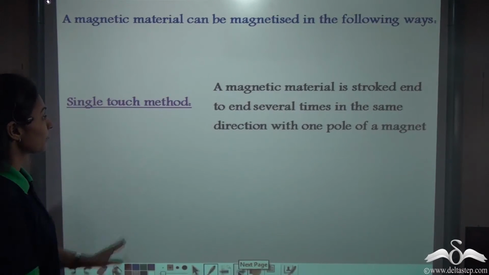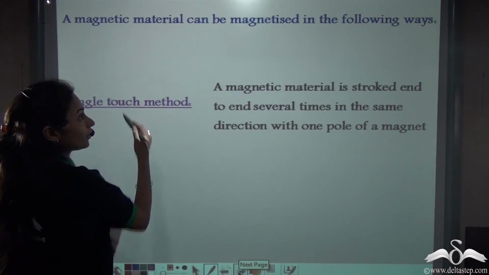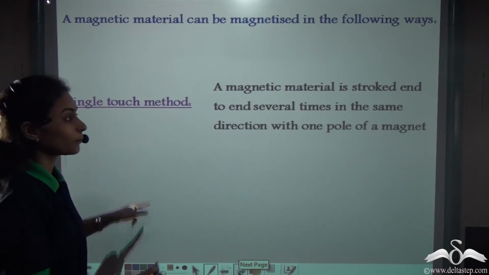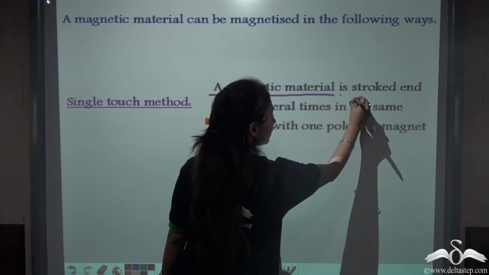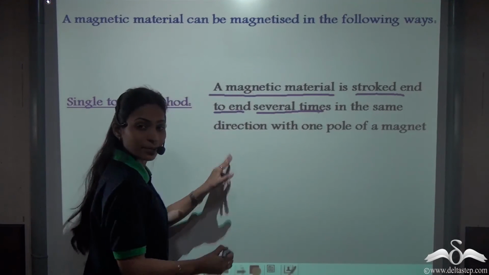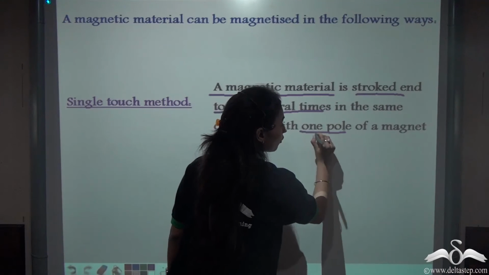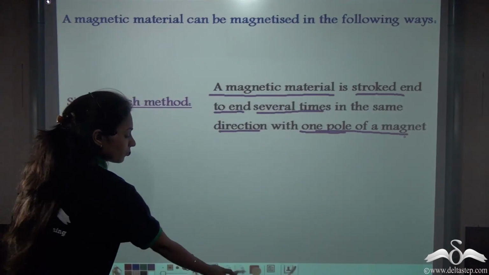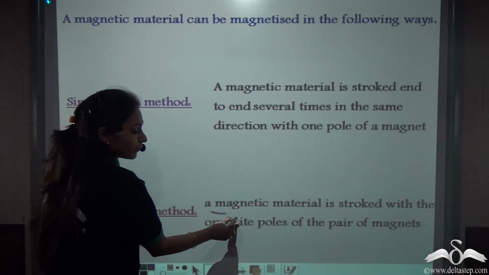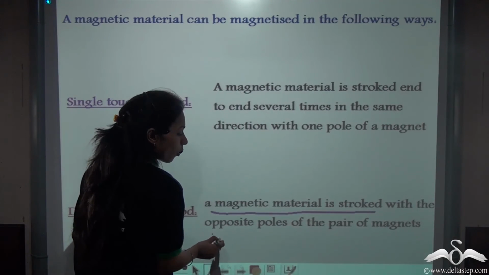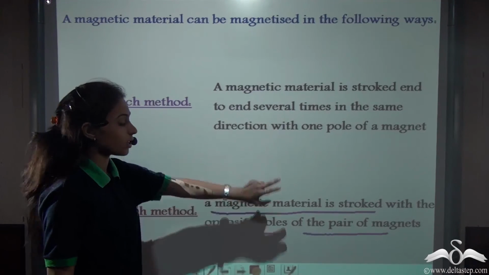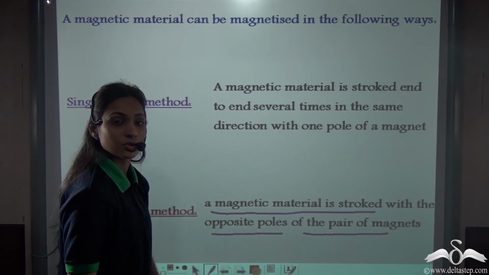So, what did we study? We studied that the magnetic material can be magnetized in two ways. One is the single touch method, where the magnetic material is stroked end to end several times in the same direction with one pole of a magnet. And the second way is what? Double touch method. The same magnetic material can be stroked with the opposite poles of the pair of magnets. Here only one pole is used and here a pair of magnets is used.